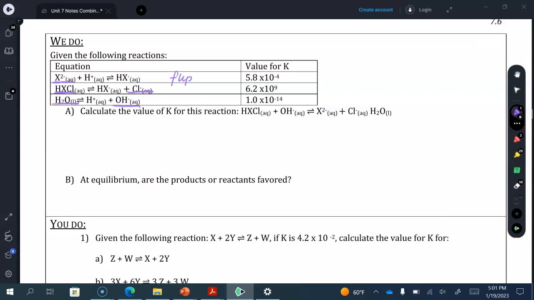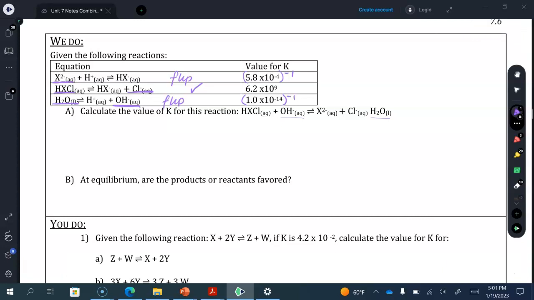I see that the HX is on the right side, so I'm going to keep it. It's fine. And the chlorine is also on the correct side. Then I look at the water and the hydroxide ion, and they are on the wrong side, so I'm going to flip that one as well. And when I flip those, I need to take these to the negative 1 power.